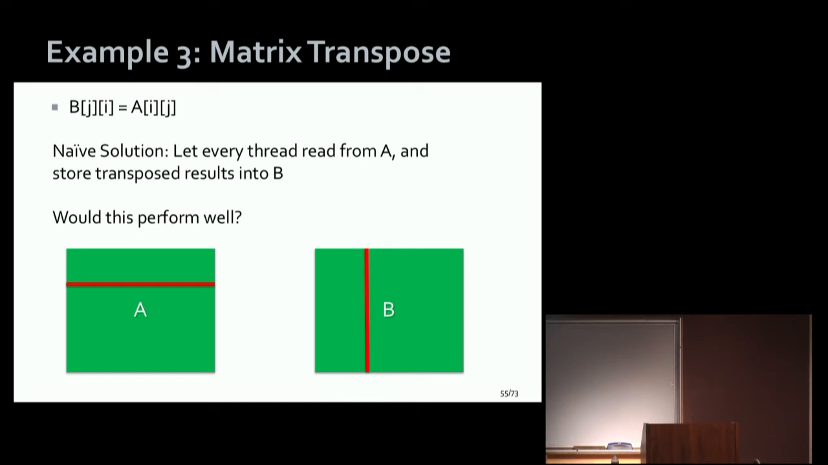So I have to make sure that I do the right thing with the memory accesses. So let's take a look. Let me first transpose this. Let me read a_ij and write it in b_ji. What's the problem with this code to begin with? Will this code perform well?